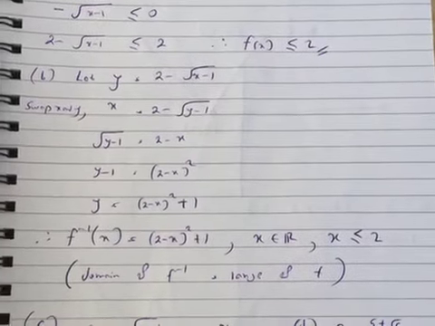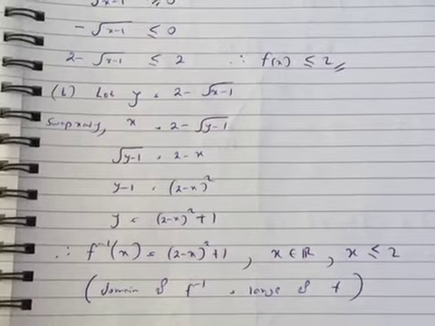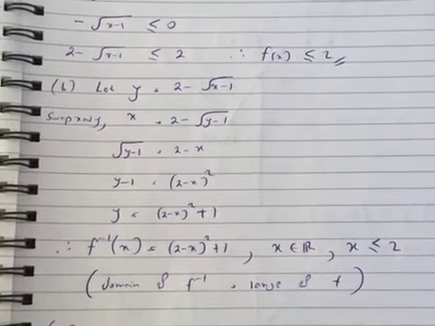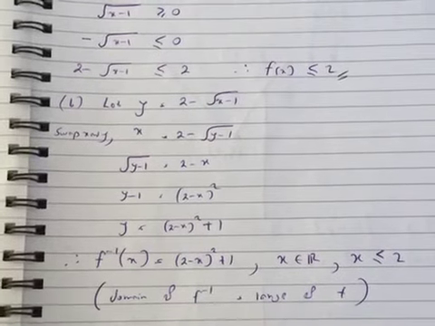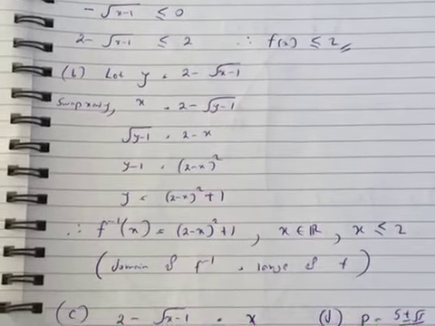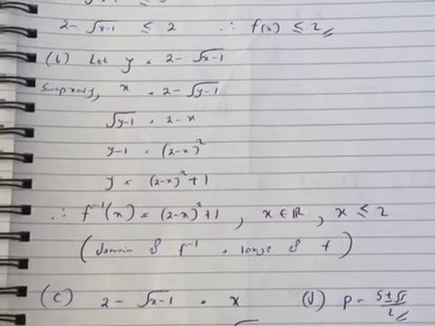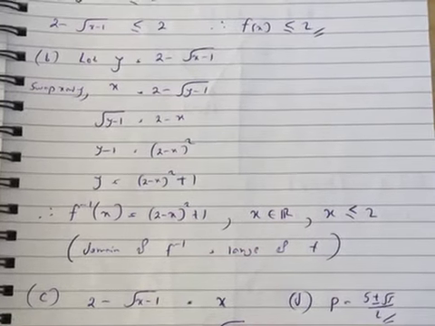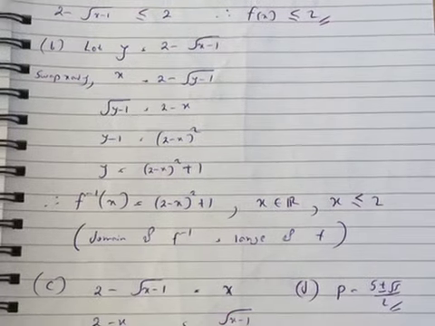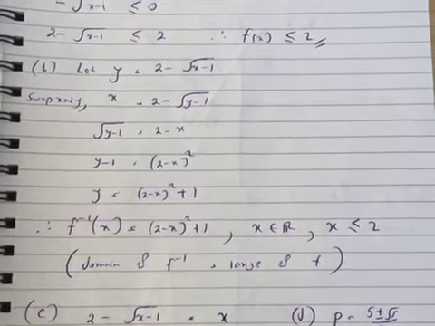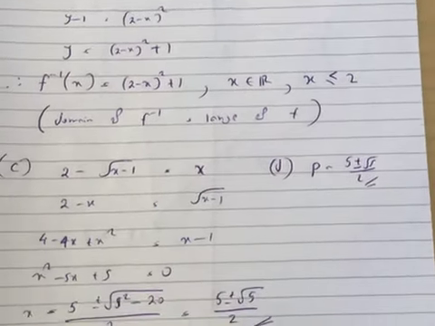Okay, part B, so let y equal 2 minus root x minus 1. I just swap x and y, so x is equal to 2 minus root y minus 1, and I just made y the subject, and you get 2 minus x squared plus 1. So f inverse of x is 2 minus x squared plus 1. x is a real number, and x is less than or equal to 2 because the domain of f inverse is the same as the range of f. So obviously if you got the range wrong, then you would get this domain wrong as well.